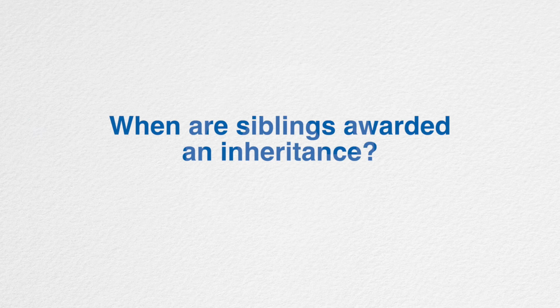When are siblings awarded an inheritance in these scenarios? In general, if your sibling dies without a will, you will only inherit if your sibling has no living spouse, domestic partner, child, adopted child, grandchild, or parent. If that's the case, then surviving siblings are given equal inheritance distribution.